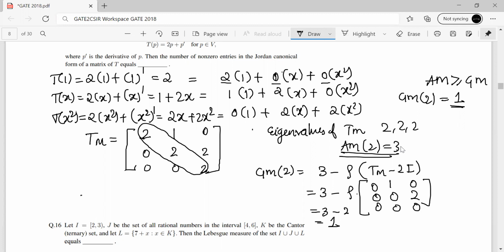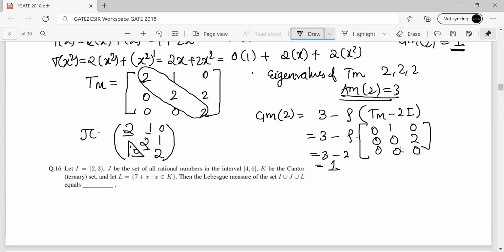That means the JC form will be only one block of order 3, because GM of 2 is 1, so it says only one block, but AM is 3, so it should be of order 3. Oh, sorry, eigenvalues must be put here first. So it will be 2, 2, 2, and then 1, 1. Now the rest of them will be 0. So non-zero entries are 5.